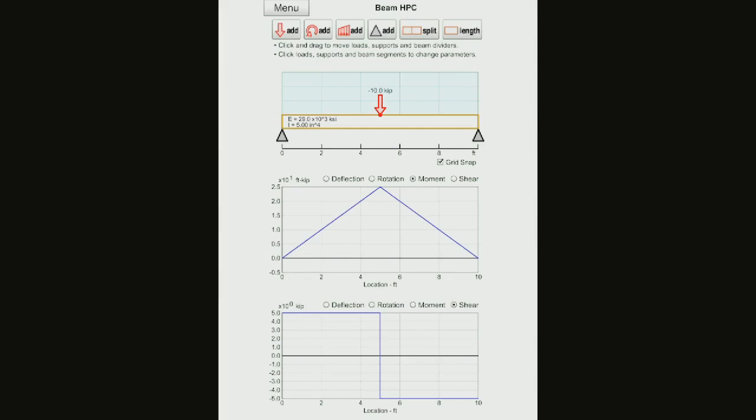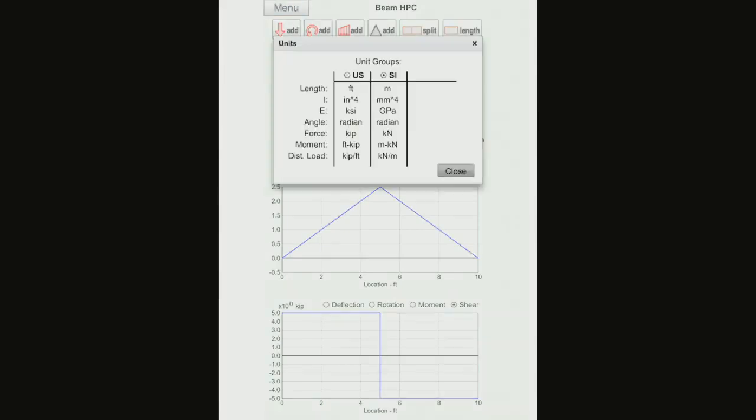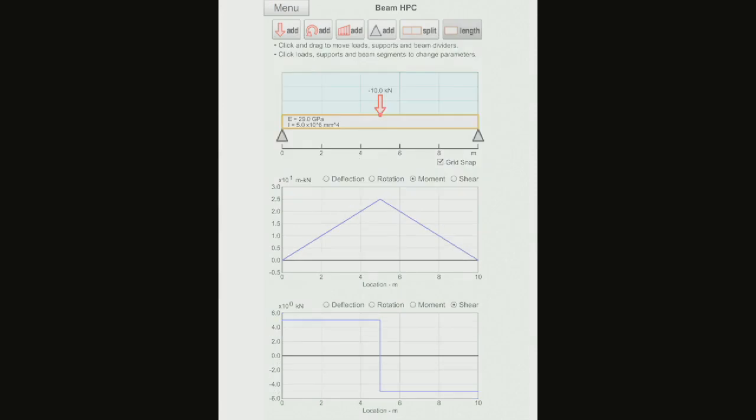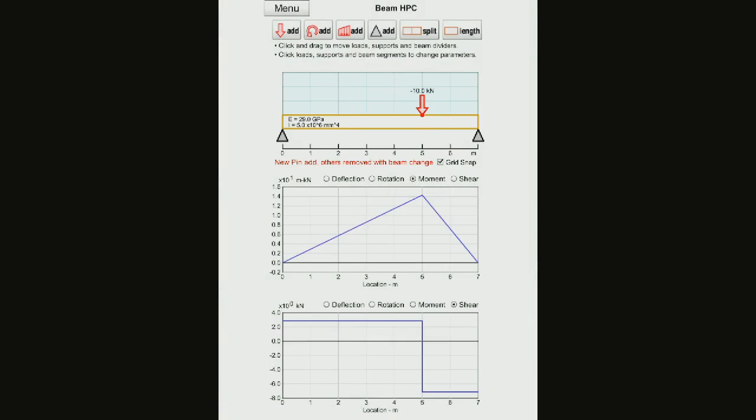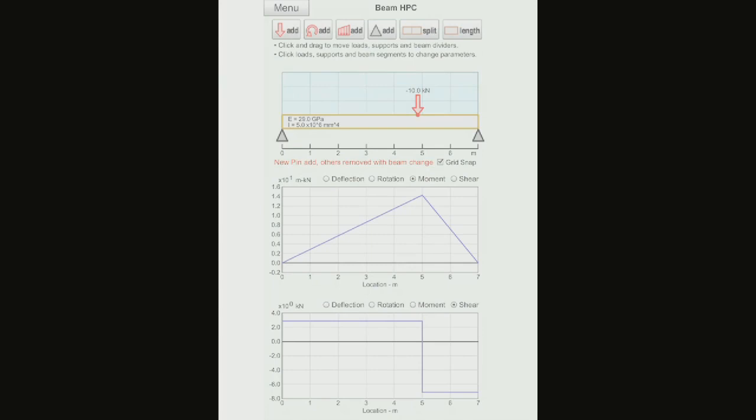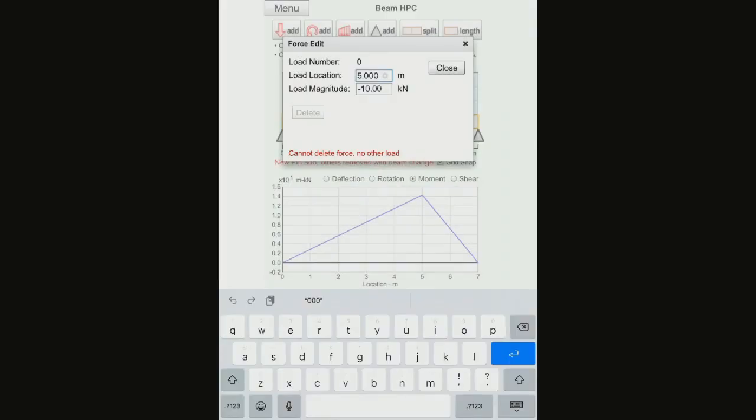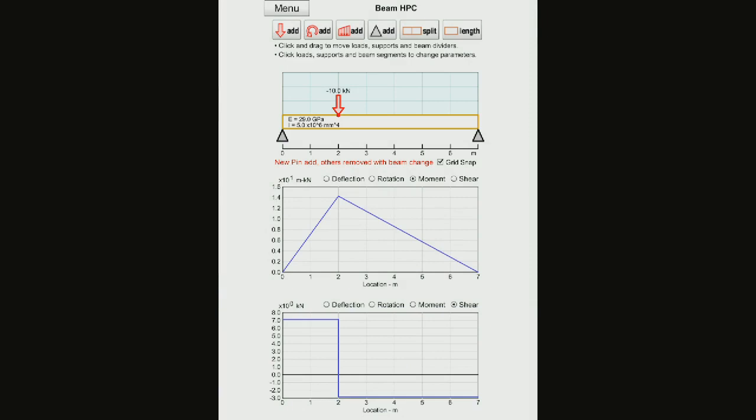let's say, and let me change the unit first of all. So SI close. Okay, so the length I want is 7 meter, and the load I want 5 kilonewton, and load location is 2 meter from the left, and 10 kilonewton. Okay, and the beam is this. So I'm not changing E or anything.